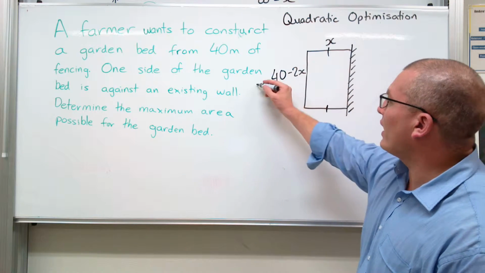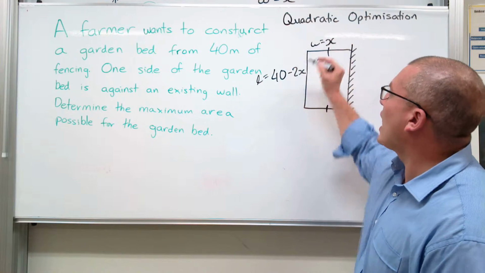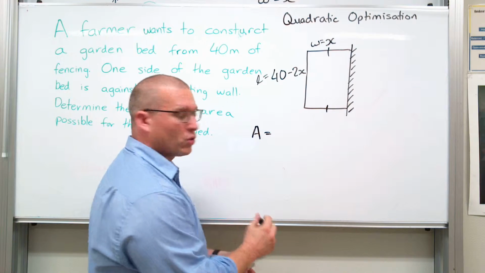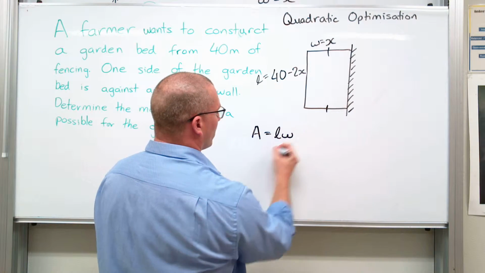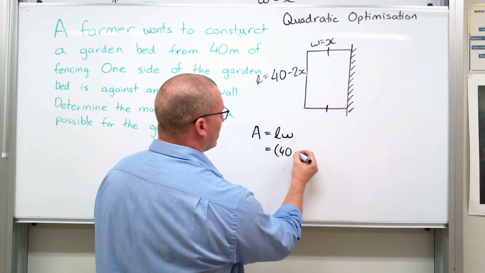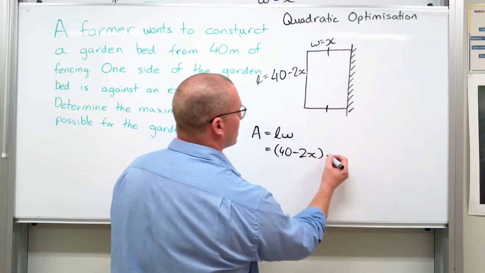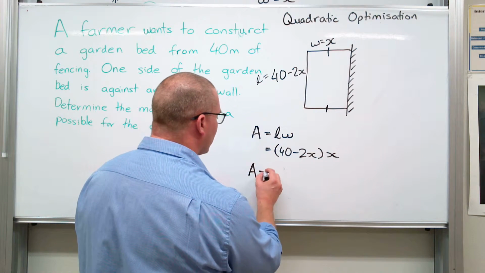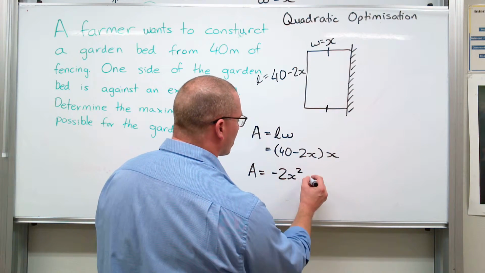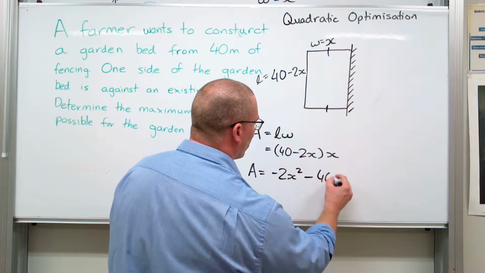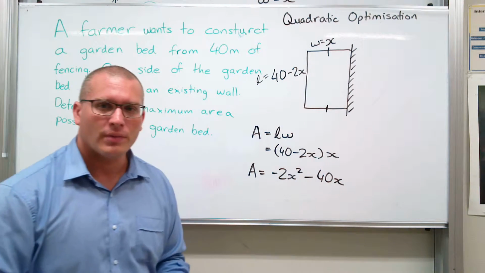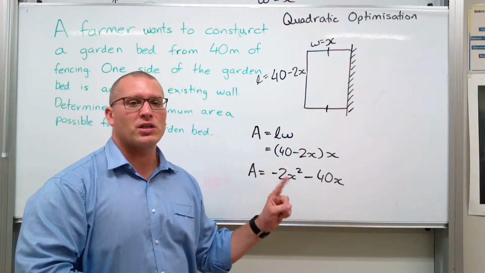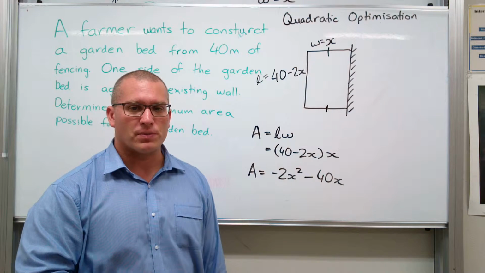So this is going to be our length and this is going to be our width. So area is equal to length times width. So that's 40 minus 2x times x, which if we wanted to, we could expand out to the equation of negative 2x squared plus 40x. So we've simply used a basic area equation to come up with a quadratic equation.